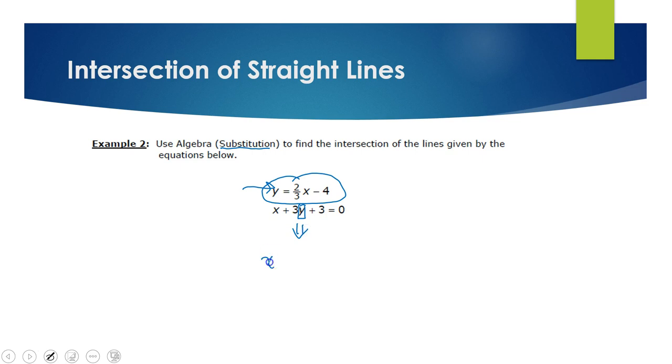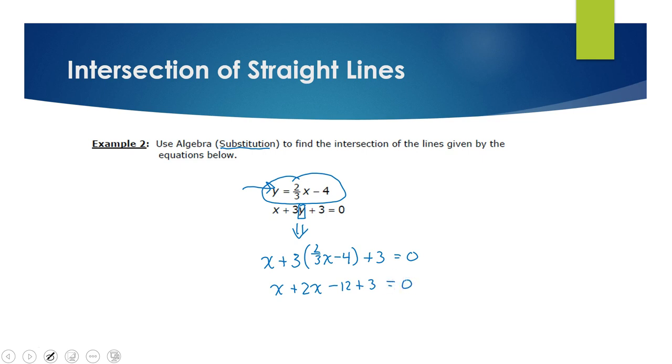I'm going to say, okay, x plus 3 times (2/3 x minus 4) plus 3 equals 0. So I'm essentially replacing y with what it equals, and now I have an equation that only has x in it. So I can figure out what x is based off of this. If I distribute that 3, I'm going to have x plus 2x minus 12 plus 3 equaling 0.